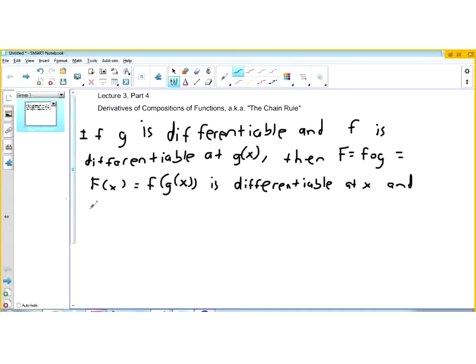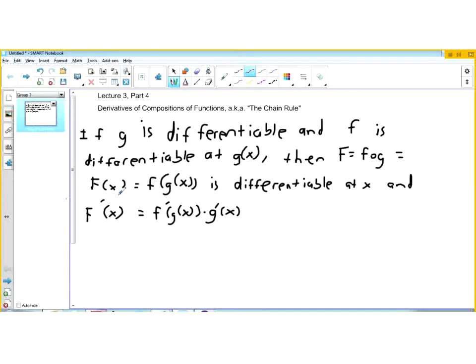So here's the formula. F prime of x is equal to the derivative of little f, evaluated at g of x, times the derivative of g. Right? So this is the important formula.